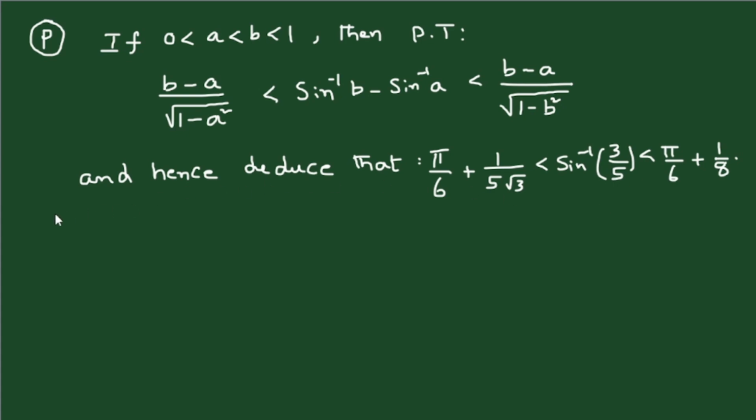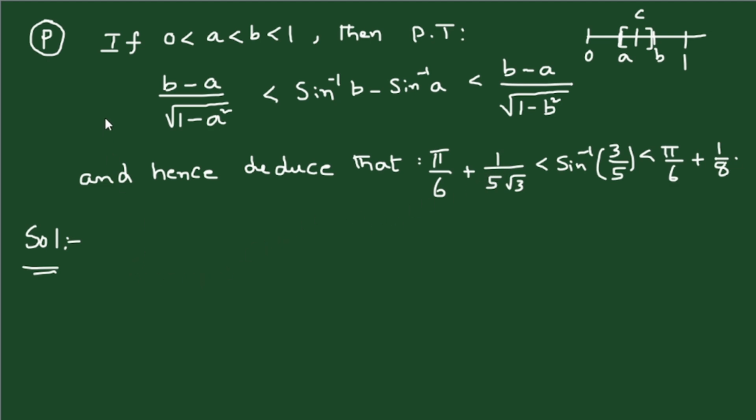Now let us take this problem. This is a very important problem from the examination point of view. If 0 is less than a, less than b, less than 1, that means 0, a, b, 1, so a and b lie in between 0 and 1. In this interval we are going to work. So we need to find that particular c in between a and b. That is very important here.